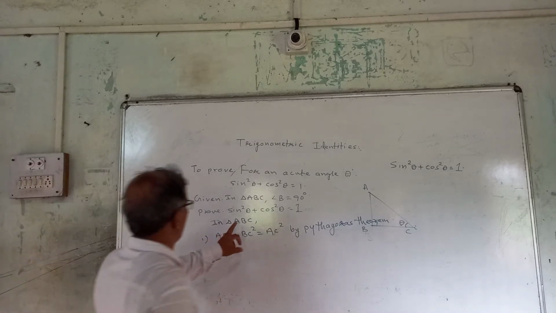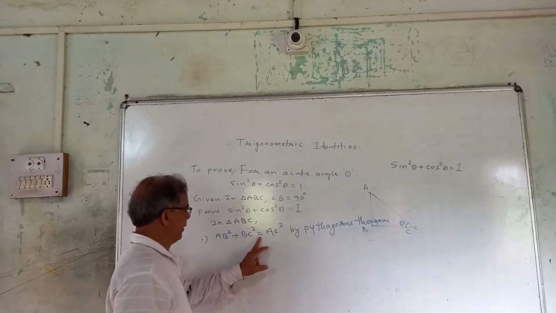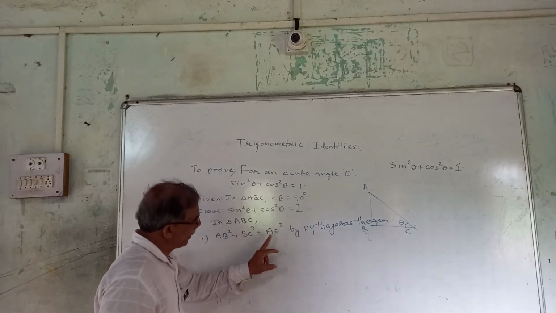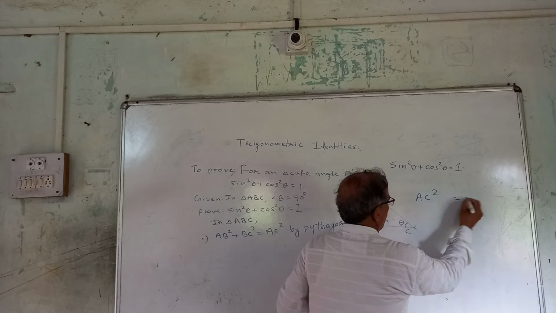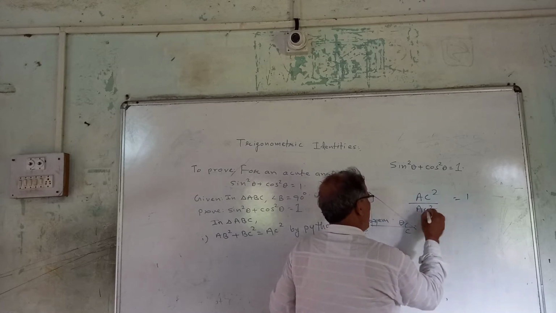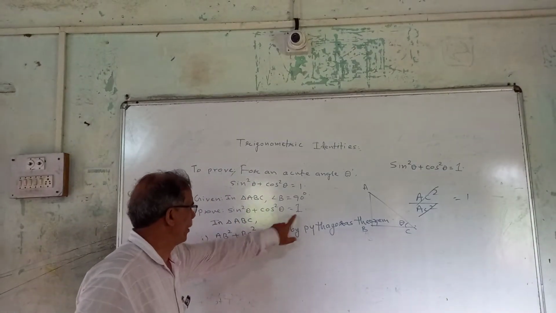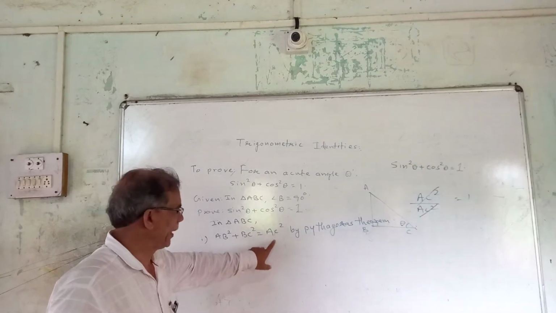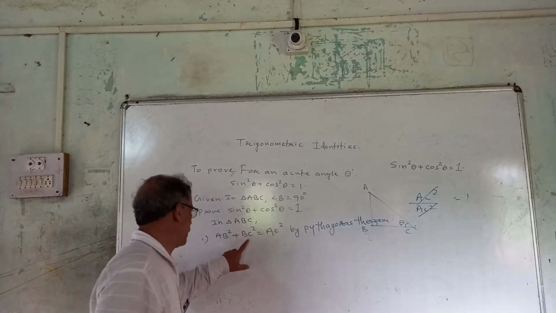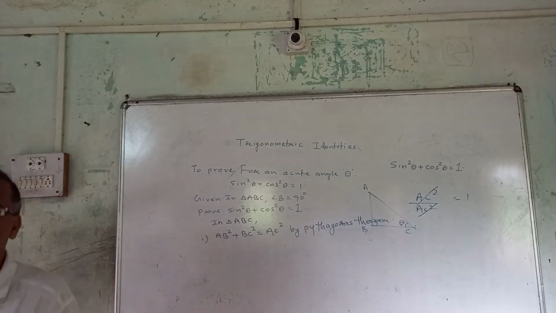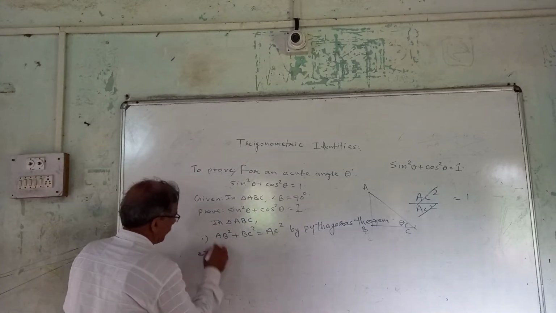Now we have to prove sin square theta plus cos square theta is equal to 1. And here, according to Pythagoras theorem, we get AC square. So in place of AC square, if you want to get 1, we have to divide by AC square so that they cancel and we get 1. So we divide AC square by AC square so that we shall get 1. And since we are dividing here AC square by AC square, you have to also divide each term of the left hand side by AC square.